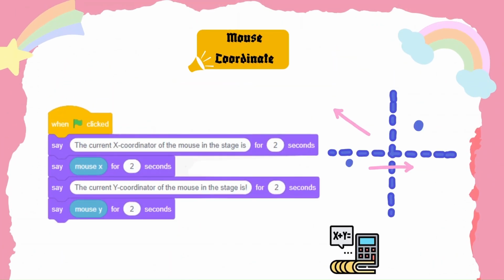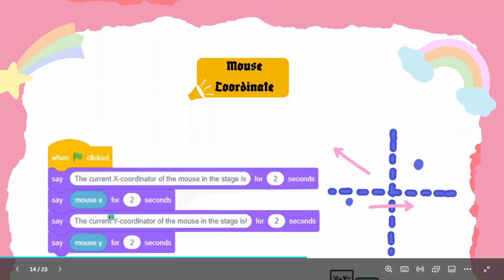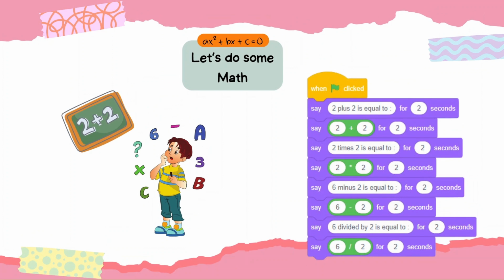Now the next one is our mouse coordinate, and it is quite easy. As I showed you right now, mouse X and mouse Y. If we want to locate the current coordinates of X and Y, we will use this mouse X and mouse Y. Then it will say the current X coordinate of the mouse in the stage is this, and the current Y coordinate of the mouse is mouse Y. Moving ahead, we have this mathematics. So we have almost done our sensing blocks.